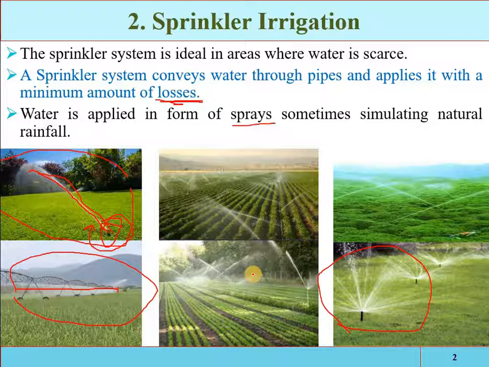If the topography is irregular, if the soil is highly erosive, or if the soil is highly permeable or highly impermeable, then you will have to go for the sprinkler irrigation system, because this system applies the water according to the infiltration rate of the soil. Almost at the same rate as the infiltration rate the water is applied, so the water applied to the soil will be properly infiltrated.